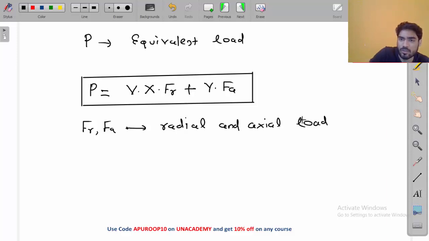So if there is no radial load, then FR is 0. If there is no axial load, then FA is 0. But if there are both, then there will be some value of FR and some value of FA.